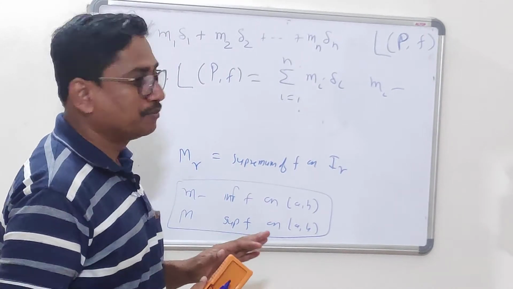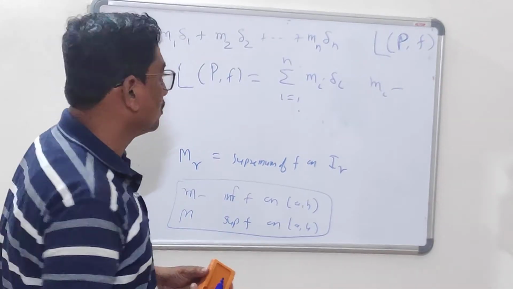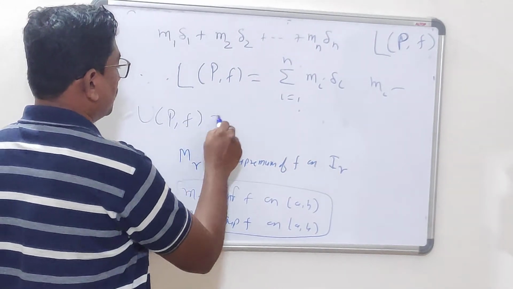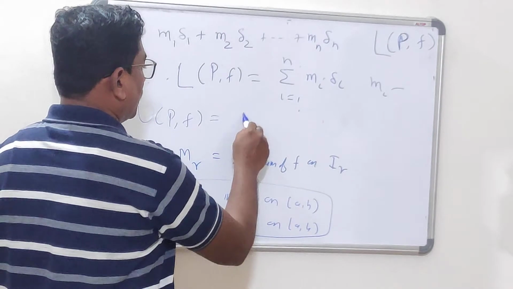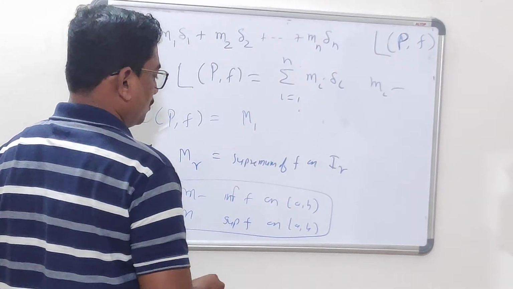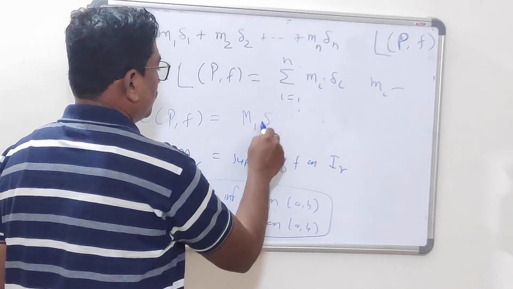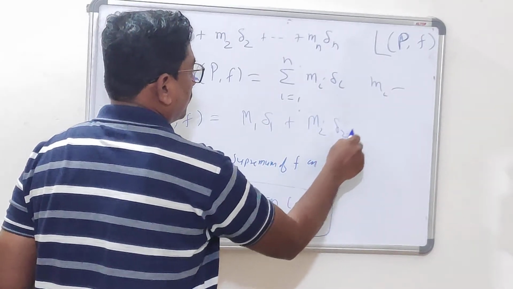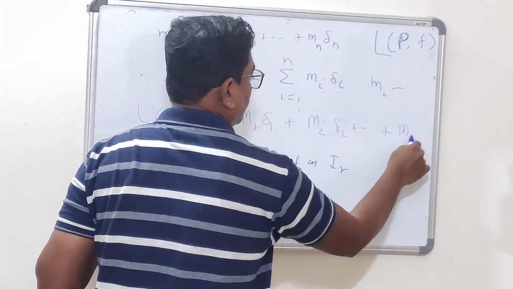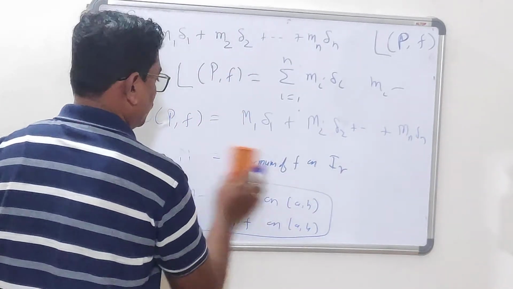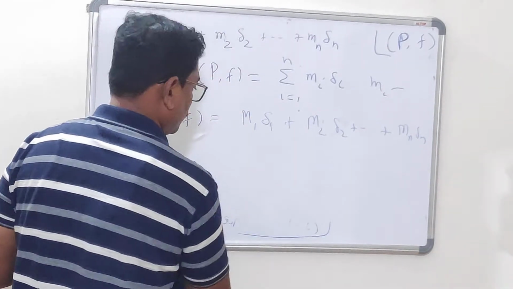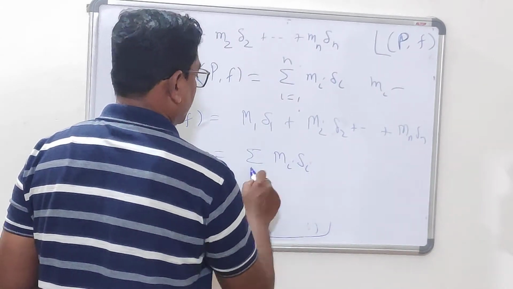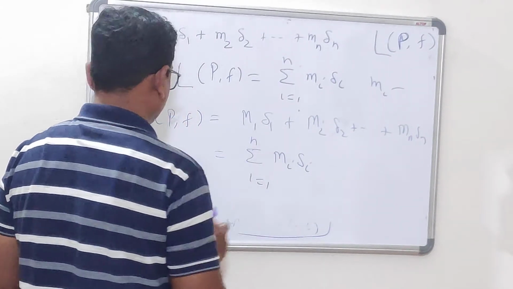Secondly, I need to define the upper Darboux sum. So it is denoted by U(P, f). This will be the upper Darboux sum. It is denoted by U(P, f), and M1 is the highest value or supremum on the first interval multiplied by the length of that interval, M2 multiplied by delta 2, and so on, Mn delta n. So it will be the summation of M_i delta_i from 1 to n.